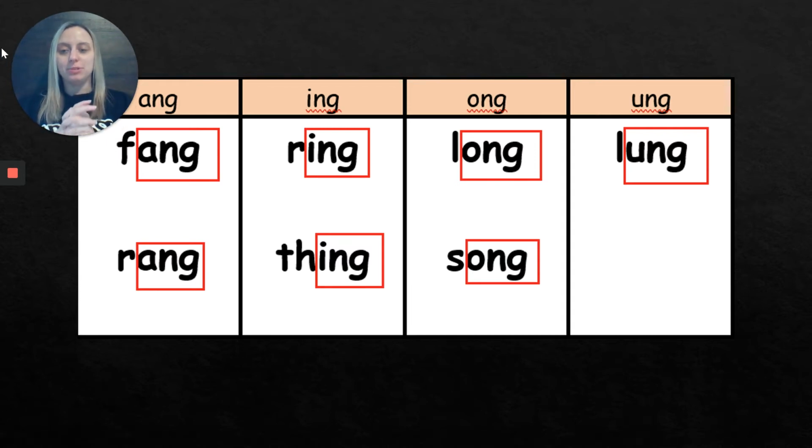Now, here are some of the most popular ones, the NG glued sounds. I've put some word examples up there for you to practice. When we are coding these words or spelling them and we mark them, we mark glued sounds in a box. I always tell kids it's almost like this is the bottle of glue. You're going to put all the letters in there together as they stick together. So pause the video and go ahead and read through each word. These words were fang, rang, ring, thing, long, song, lung.